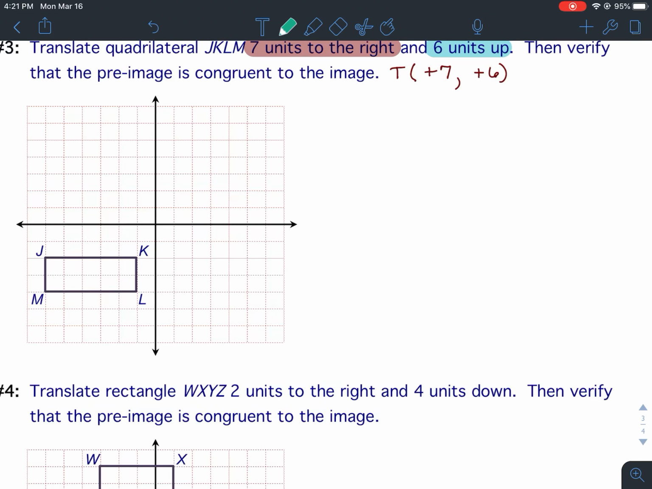So J is at (-6, -2). K, (-1, -2). L, (-1, -4). And M, (-6, -4).